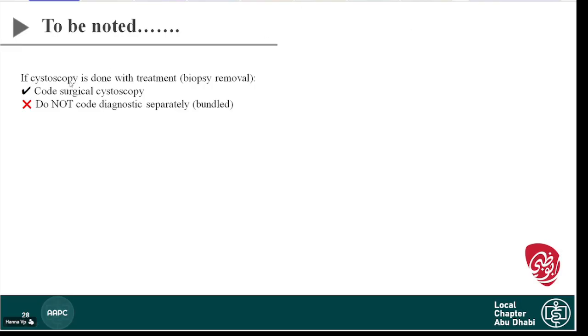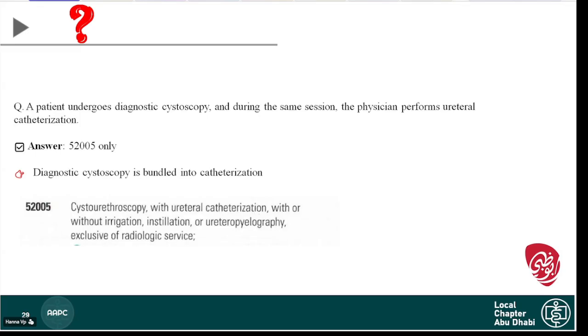If cystoscopy is done with the treatment or biopsy removal is mentioned, code surgical cystoscopy only. Do not code diagnostic separately. The same method we discussed before. Only code surgical cystoscopy. So guys, let me show you an example question for this. See this question, guys.